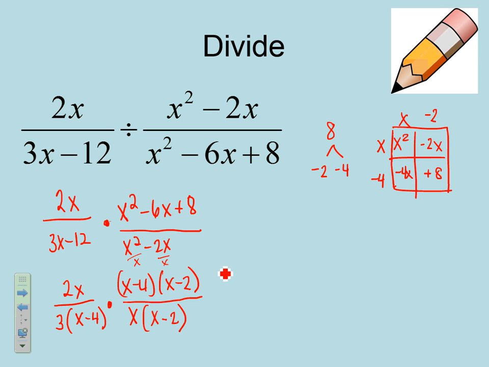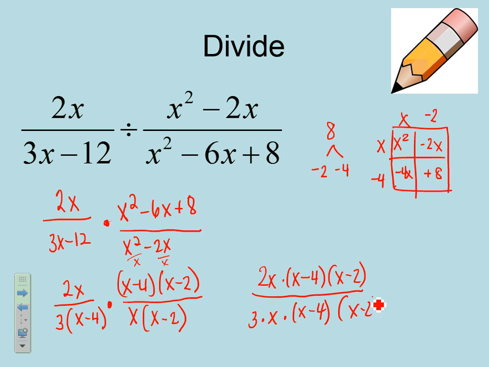So now I'm going to go ahead and multiply the numerators times the numerators and the denominators times the denominators. Like I said before, I like to line them up. Makes canceling way easier. 3 times x minus 4 times x minus 2. My x minus 2's cancel, my x minus 4's cancel, my x's cancel, and I'm left with 2 over 3.